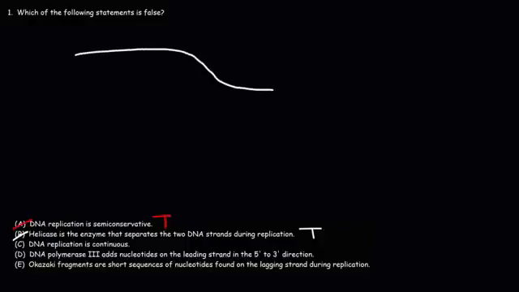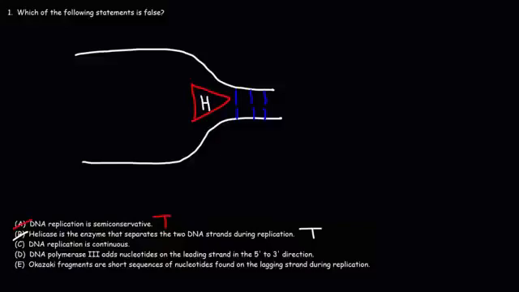Here is a visual illustration of that. So here are the hydrogen bonds holding the 2 strands together, and here is helicase, which is about to break those hydrogen bonds. Thus it's going to open the DNA strand and separate into 2 parts. Now, DNA replication is continuous. Is that true or false? So this is a false statement.